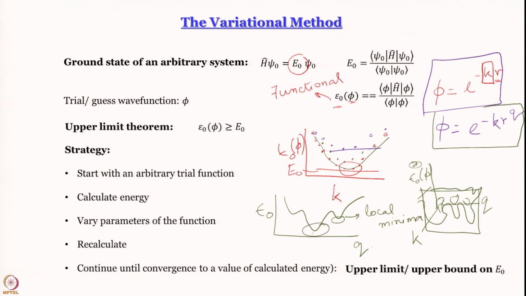And this thing here is called the global minimum. Global minimum. So, what we are looking for is this. We seek to find the global minimum, because whatever epsilon 0 value that we get for the global minimum is the upper bound to the actual energy.